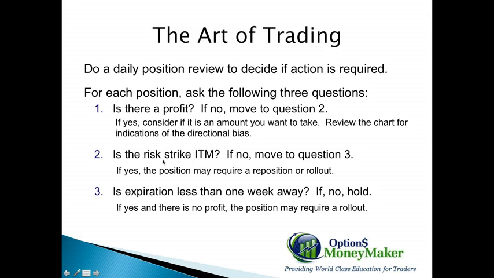The second question you want to ask then is, is the risk strike in the money? Now, you built your position with a forgiveness factor. If the index has now moved against your position, your risk strike might be in the money. But if the answer to that is no, then there's nothing else to consider. If you don't have a profit in the position and your risk strike is not in the money, then you move on to question 3. If your risk strike is actually in the money, then that is the first clue that this position may require a reposition or a rollout.